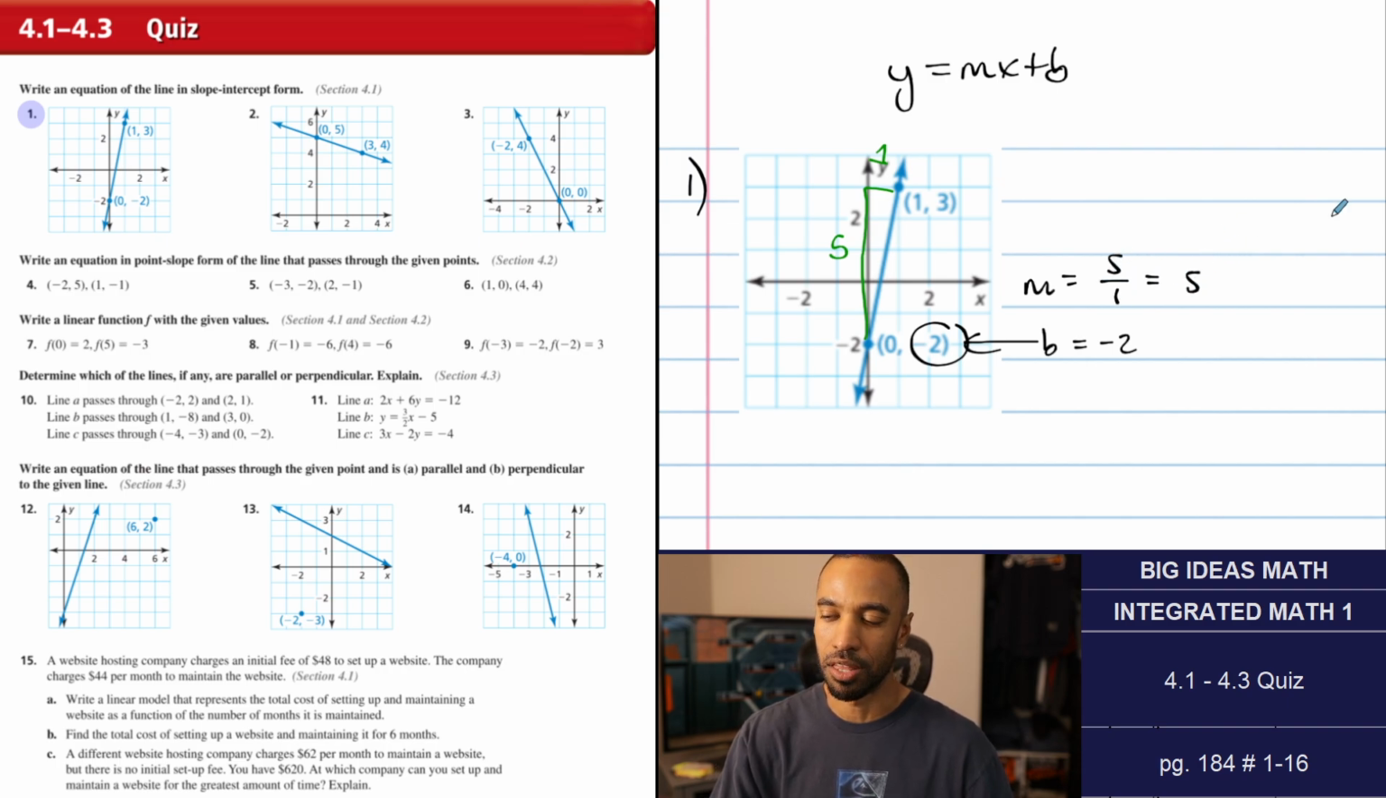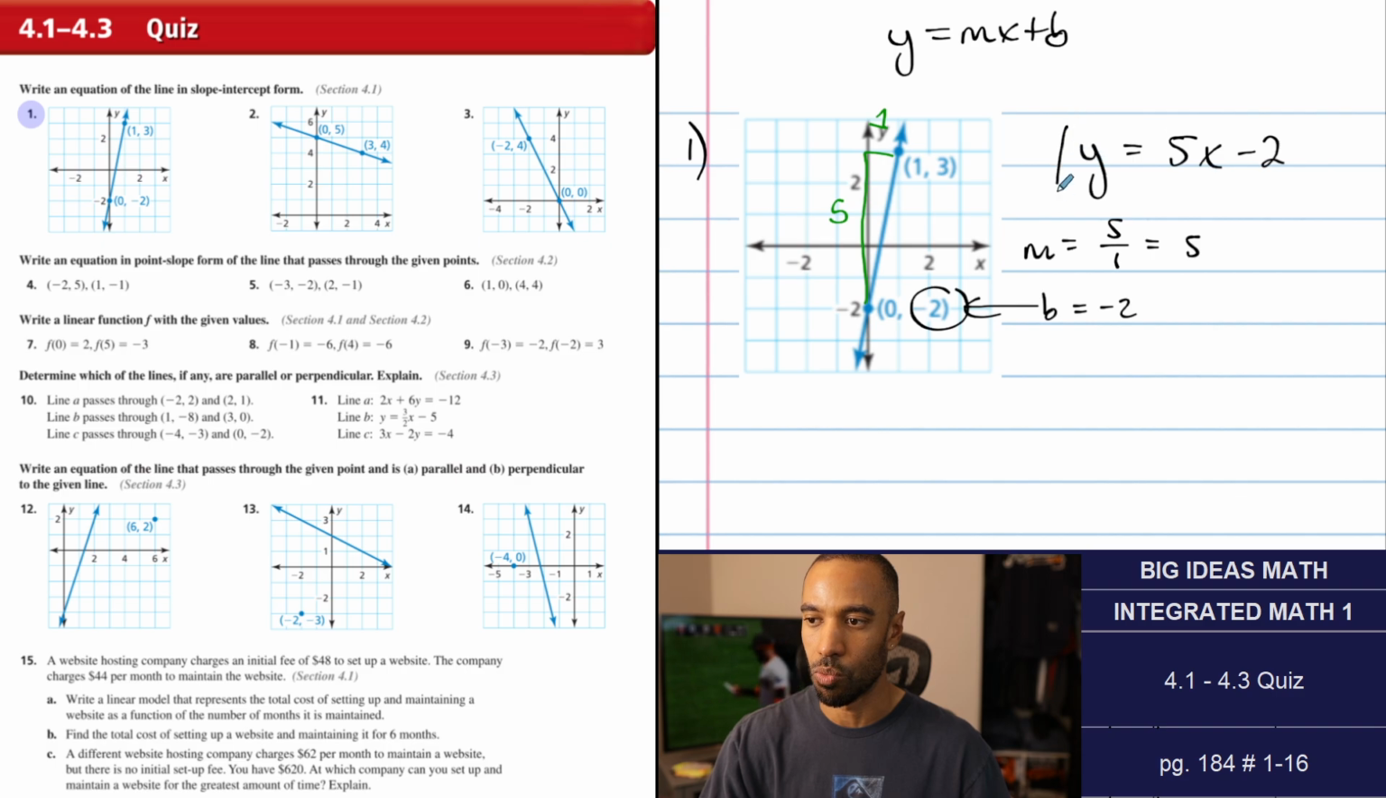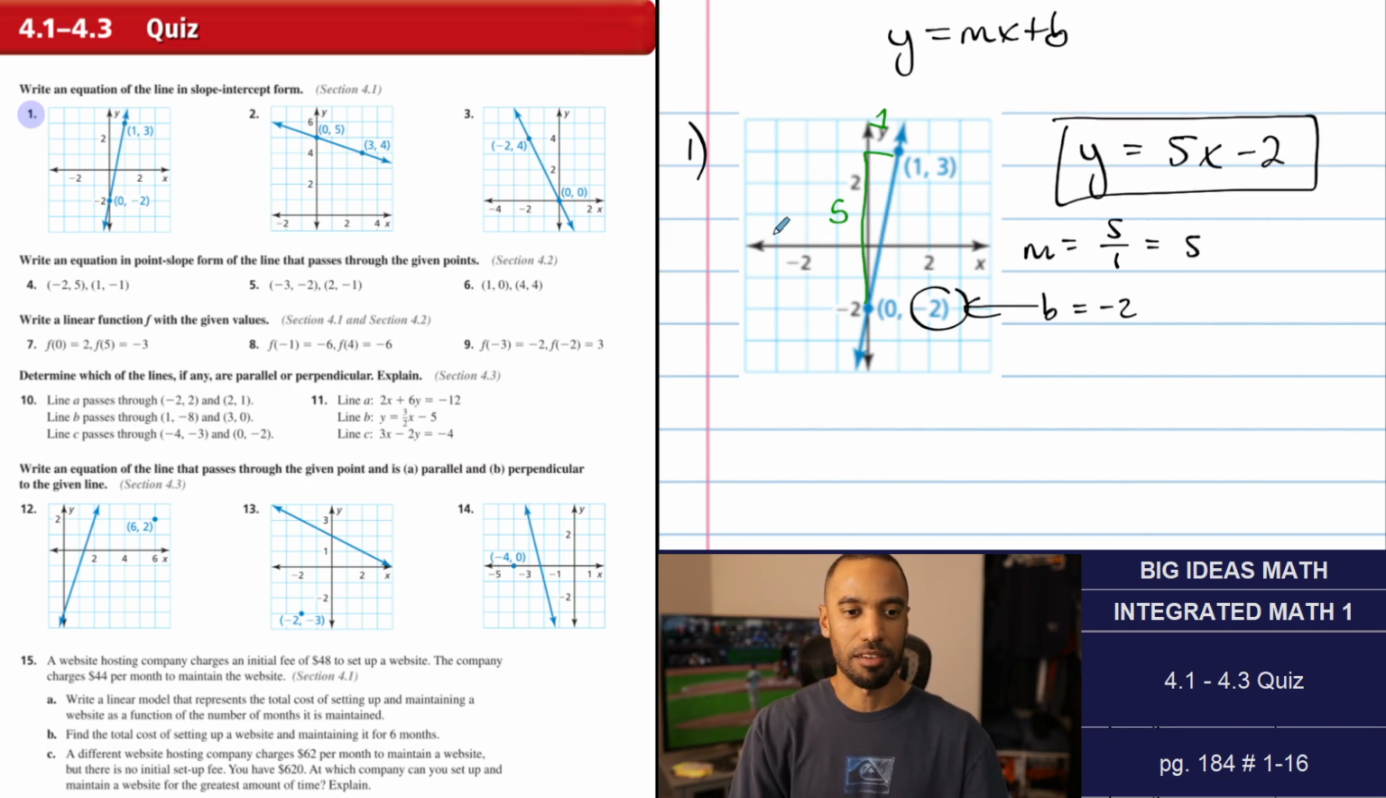You can kind of do one or the other. I kind of prefer the integer, of course. So that equation is going to be y equals 5x minus 2. This is your y equals mx plus b form. There you have it.